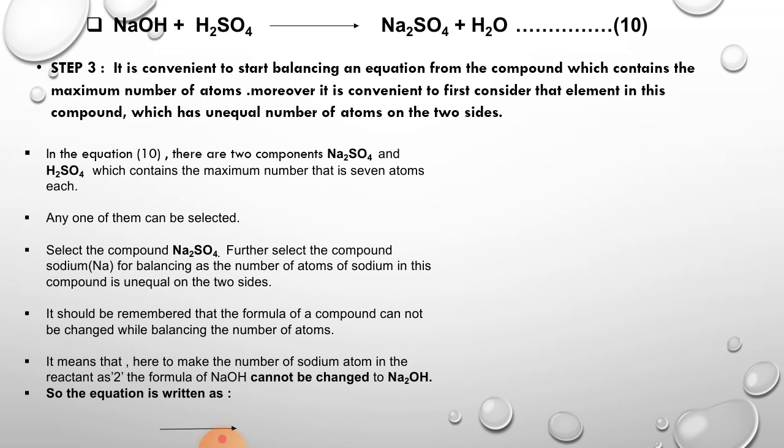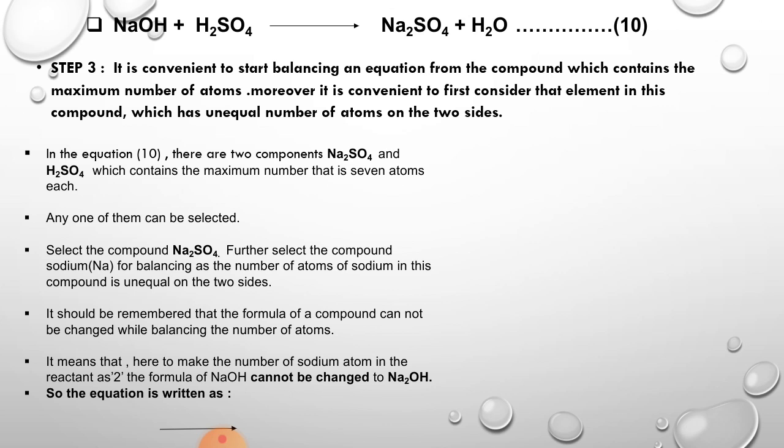Further, select the element sodium, Na. In Na2SO4, let's look at the term Na. For balancing, the number of atoms of sodium in this compound is unequal on the two sides, 1 and 2. On the reactant side it is Na1 and on the product side it is Na2. It should be remembered that the formula of a compound cannot be changed while balancing the number of atoms. So what do we have to write?